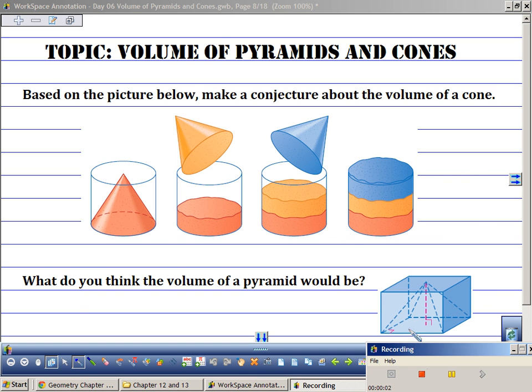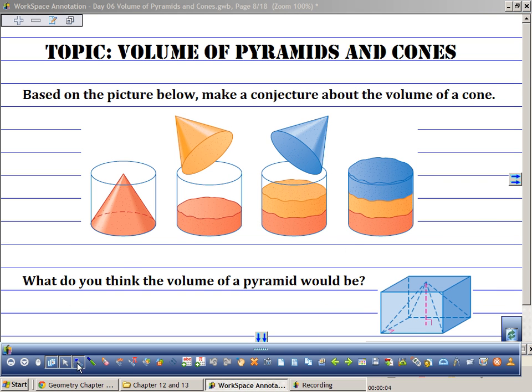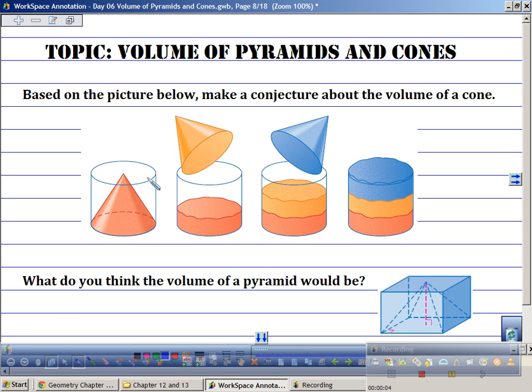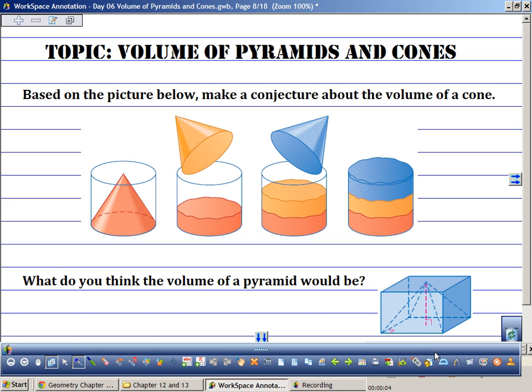Okay, so let's talk about volume of pyramids and cones. Based on this picture below, make a conjecture about the volume of a cone. Take a look at this for a second, talk it out, and I want you guys to come up with the formula for the volume of a cone.